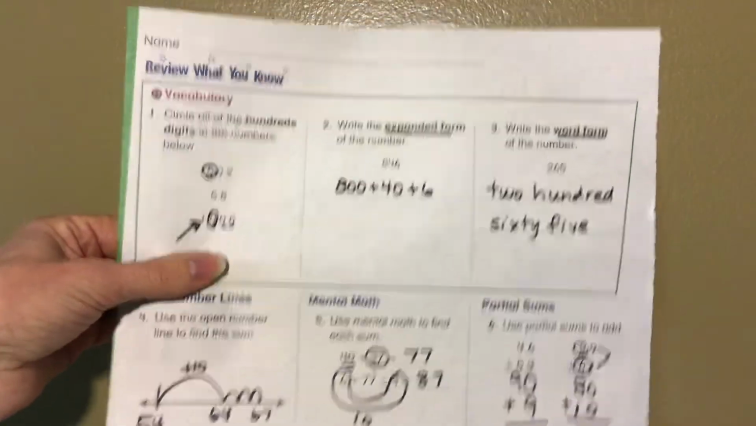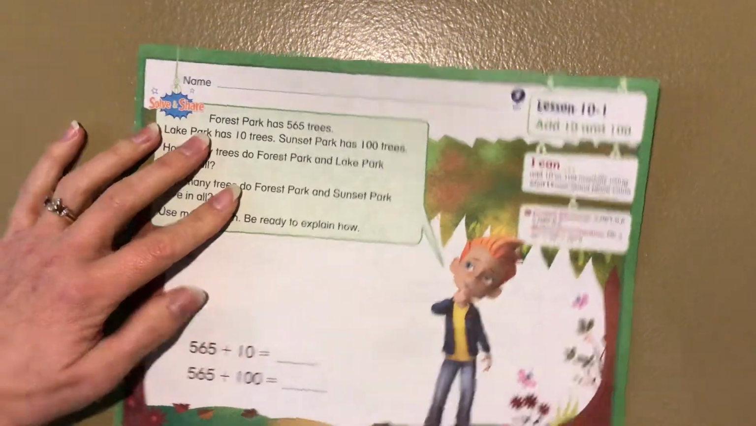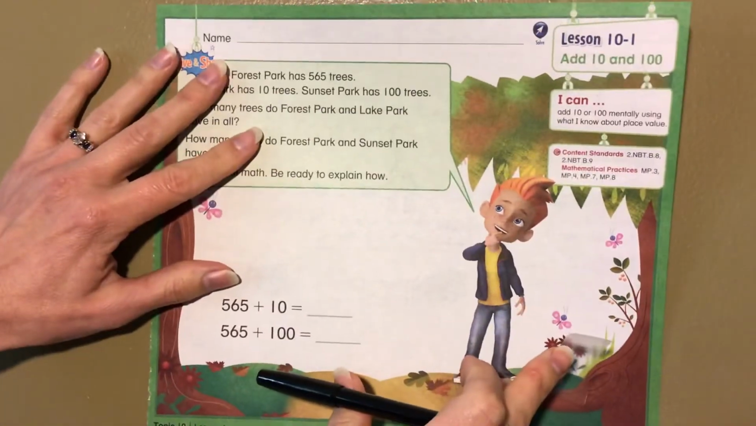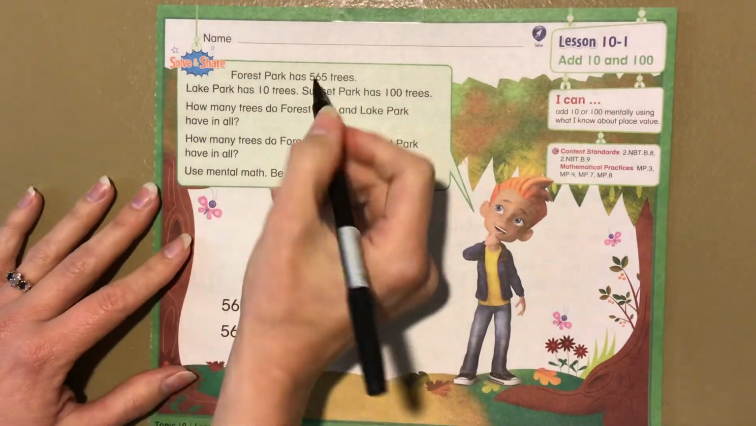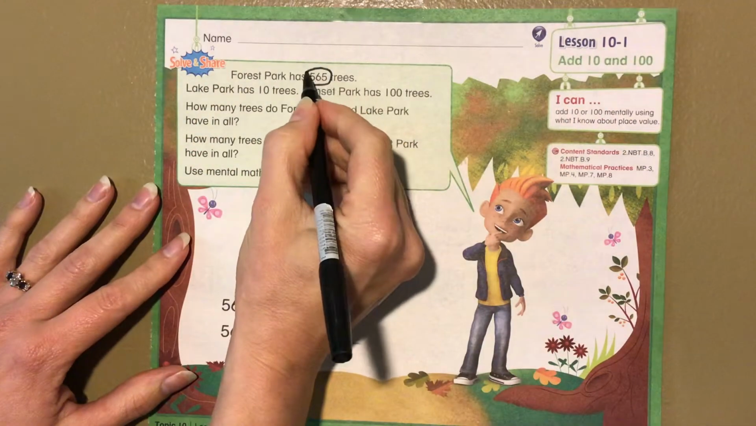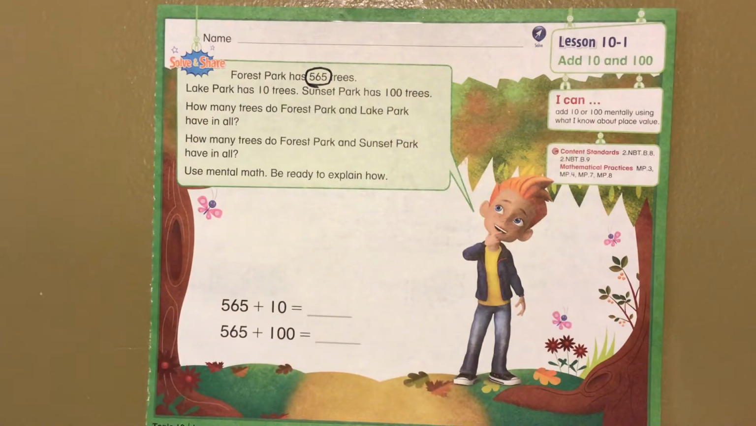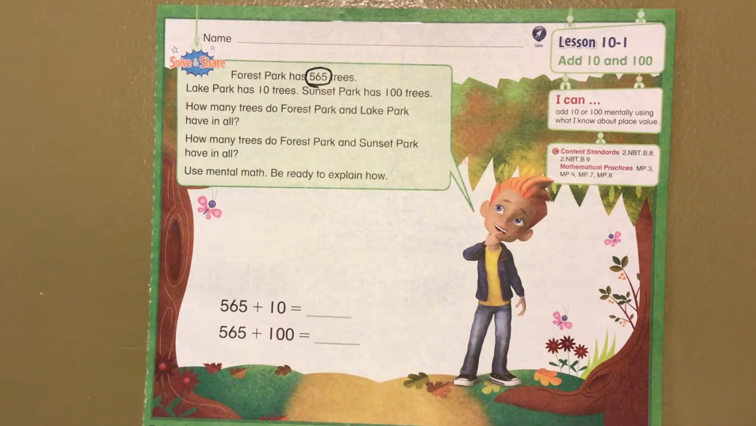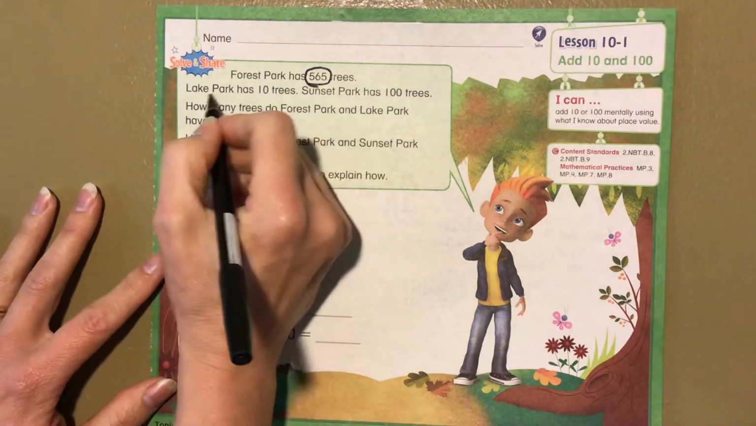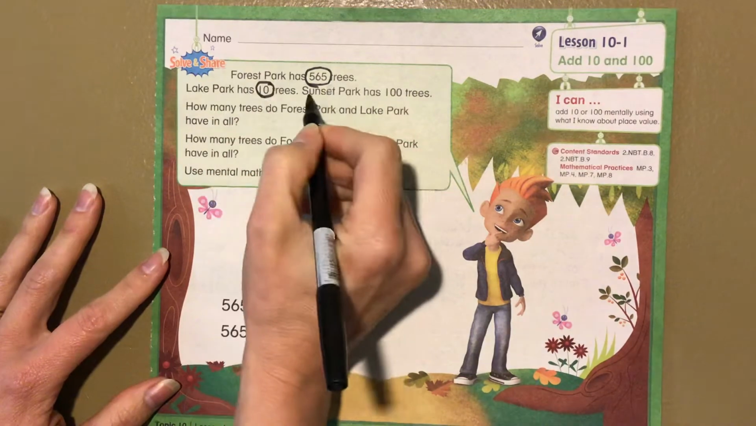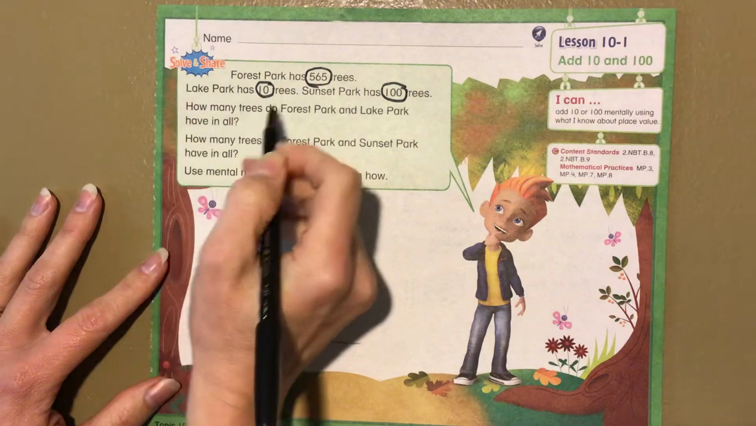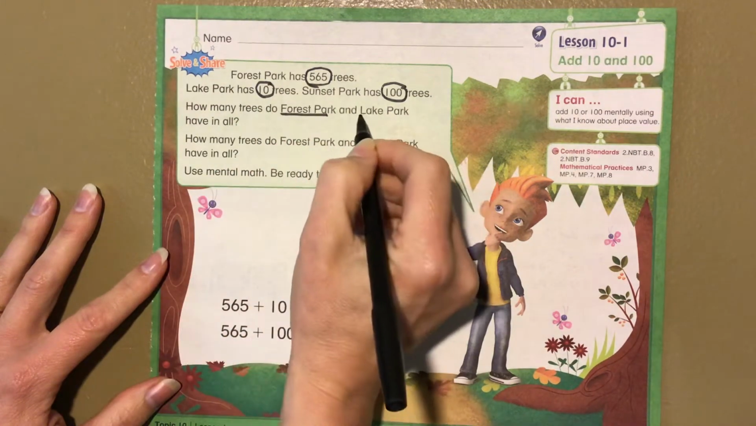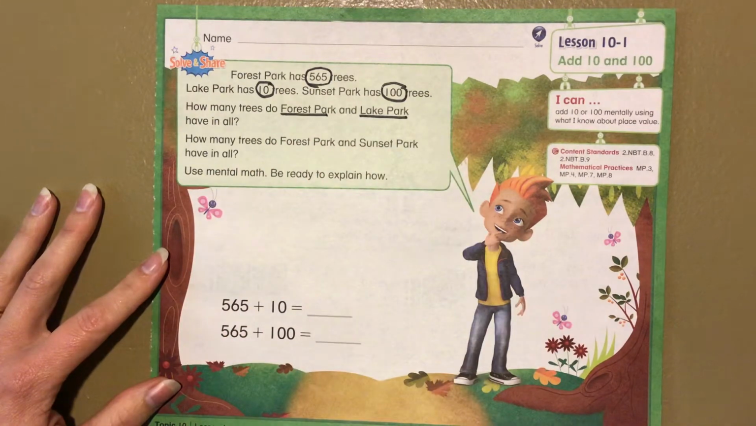All right, let's go ahead and head into our main lesson here, starting off with lesson 10-1. All right. Forest Park has 565 trees. Remember, get in the habit of circling every single time we see a number in a word problem. Lake Park has 10 trees. Sunset Park has 100 trees. How many trees do Forest Park and Lake Park have in all?